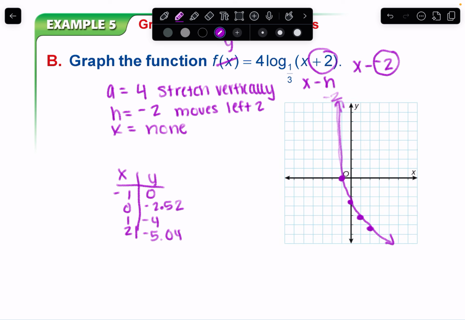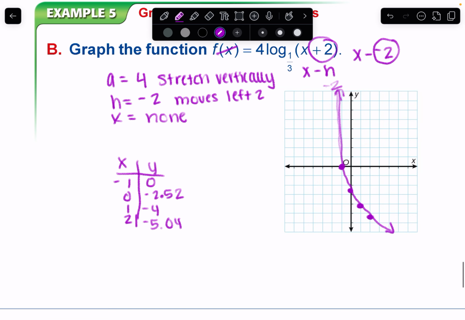Know what the a, h, and k values do in order to help you understand what the end result of your graph is going to look like.